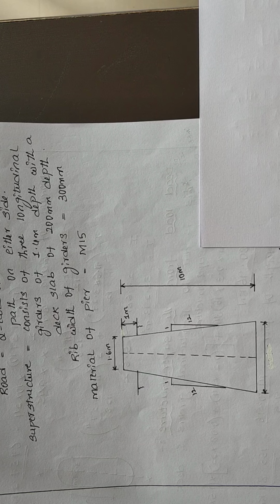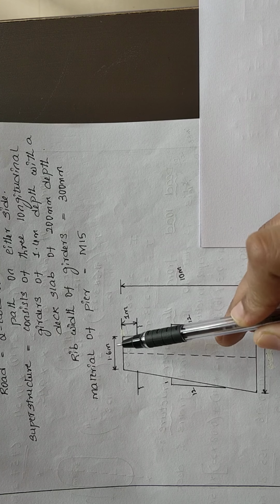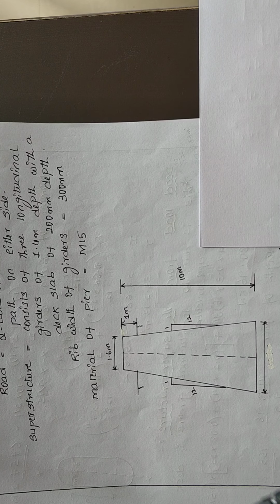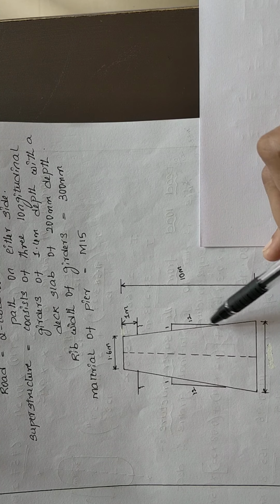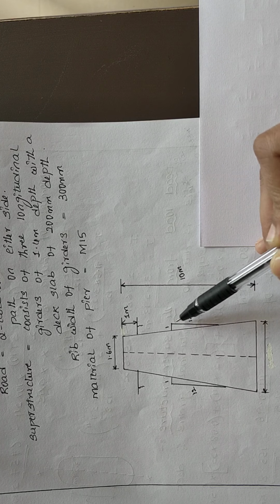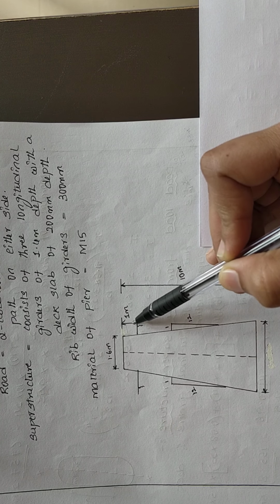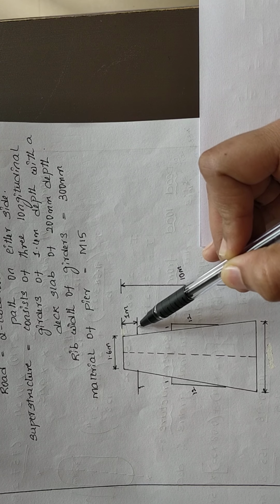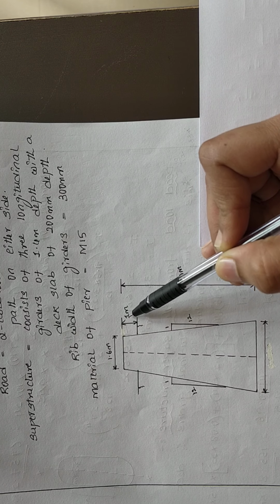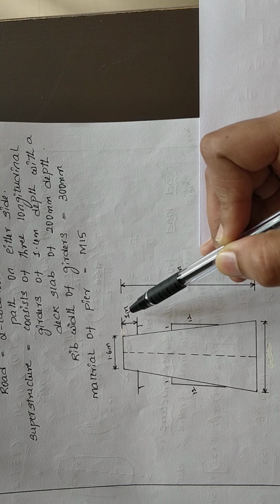This is the figure given. Top width of the pier is 1.6 meter and total height of the pier is 10 meter and the side batter they have given 1 in 12 and the height of the flood level they have given, this is HFL, high flood level. From the high flood level to the top of the pier, the height is 1 meter.